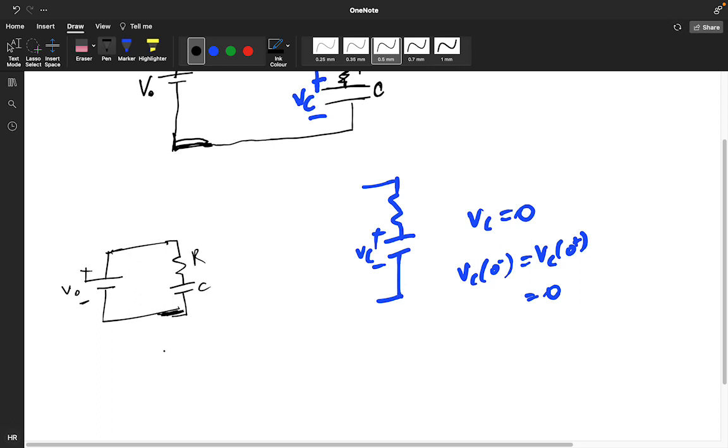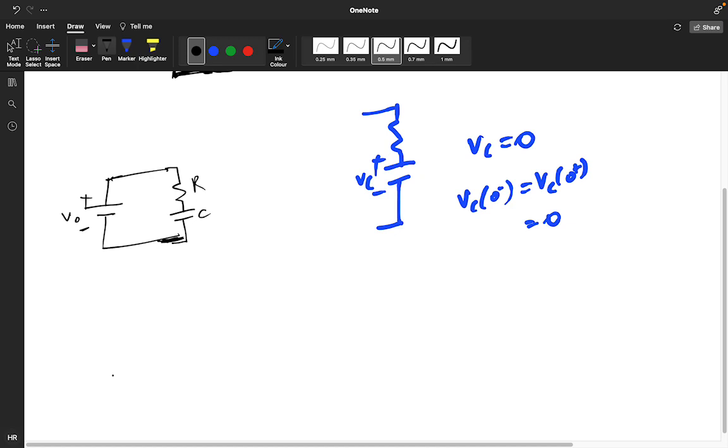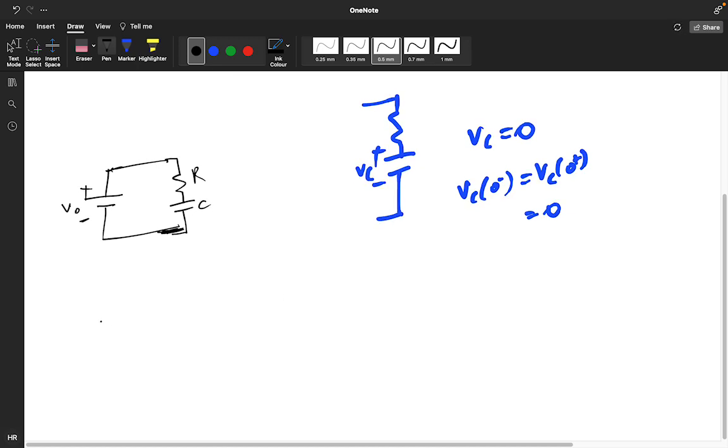So if I write the voltage equation, what will I get? Minus V0 plus IC into R, where I am assuming this is my IC current, and plus minus Vc is equal to 0. Okay guys.